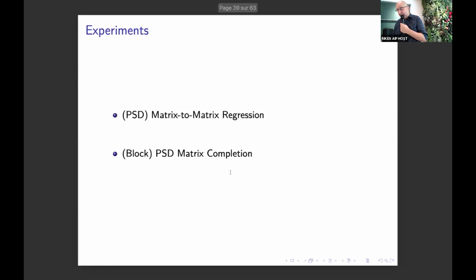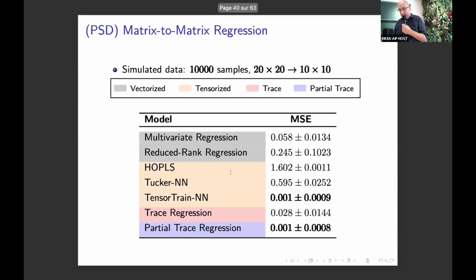Let me show you some experiments quickly. Here are some experiments with different comparisons, in the situation of a matrix to matrix regression problem. We consider the situation where the input is a PSD matrix and the output should be a PSD matrix. One advantage of our method is that the output will automatically be a PSD matrix. This is guaranteed by our method. This is some of the results we obtained.